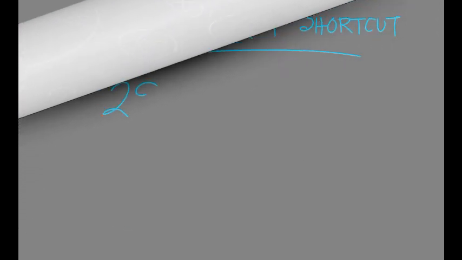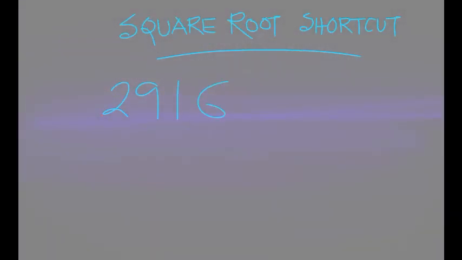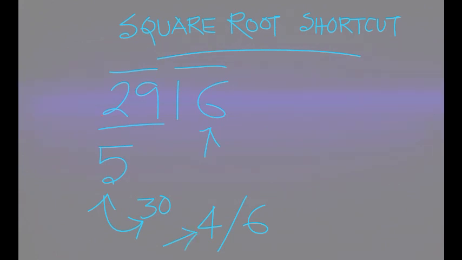2, 9, 1, 6. Two pairs, right? So 2 digits. So last digit is 6, hence my number will end in 4 or 6. Now 29 lies between 5 square and 6 square, hence I have to write 5. And what is 5 into 6? It is 30. Since 29 is less than 30, we have to choose the smaller number, so my answer is 54.